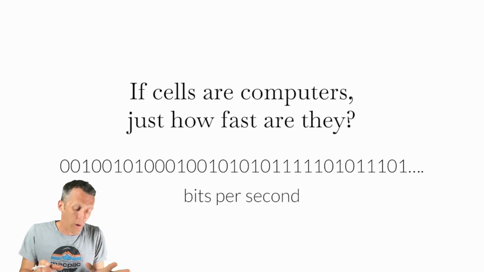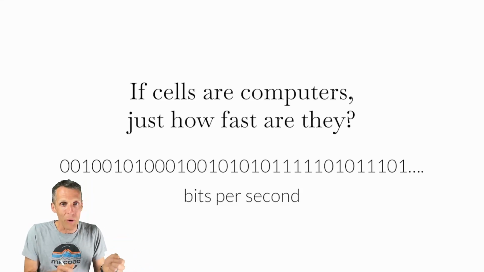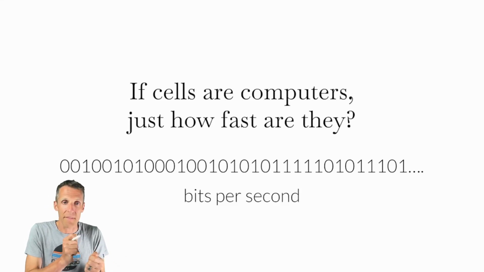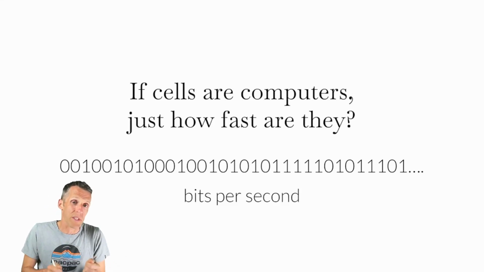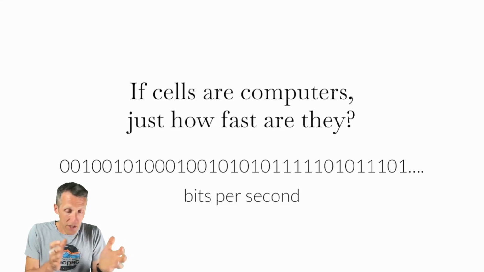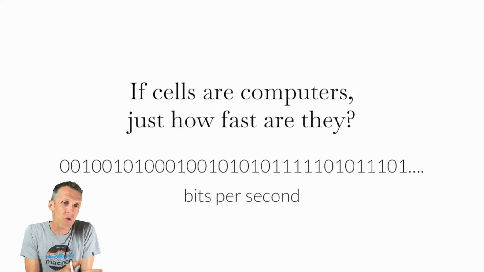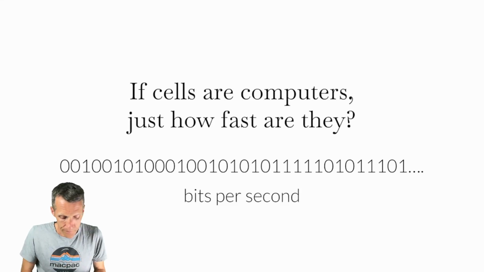Now, without getting too far into the weeds of computer science, hopefully you've seen at some point that computers represent information as ones and zeros, and that having a string of ones and zeros lets you represent information. And we're going to just ask, how quickly can a bacterium do things with information?